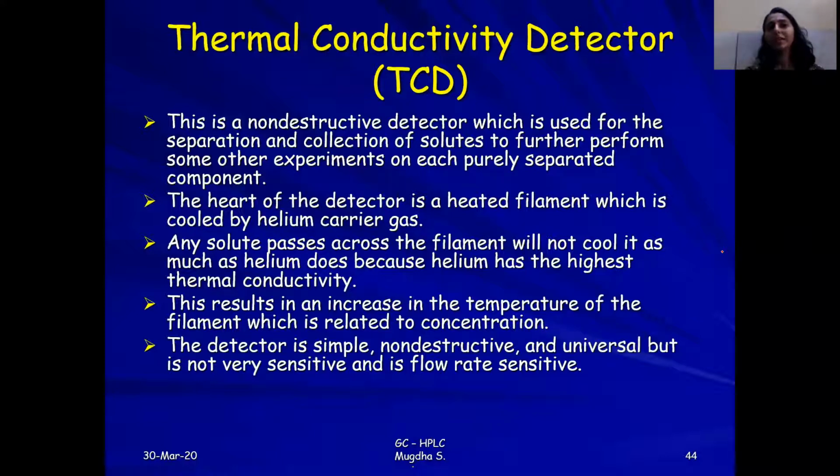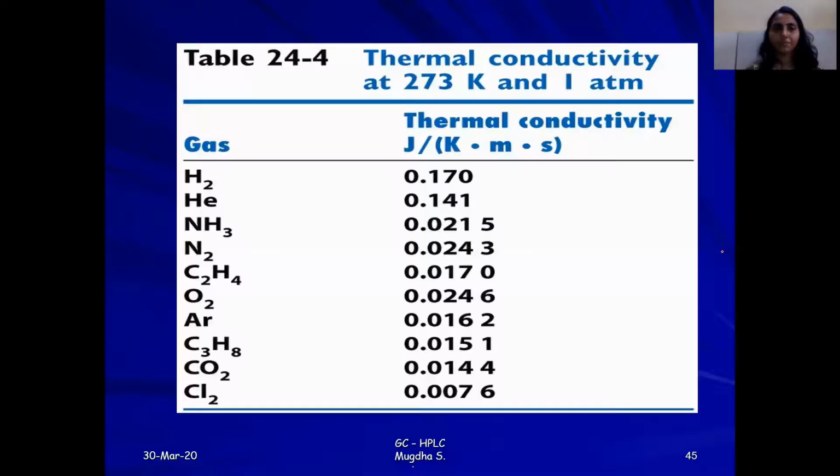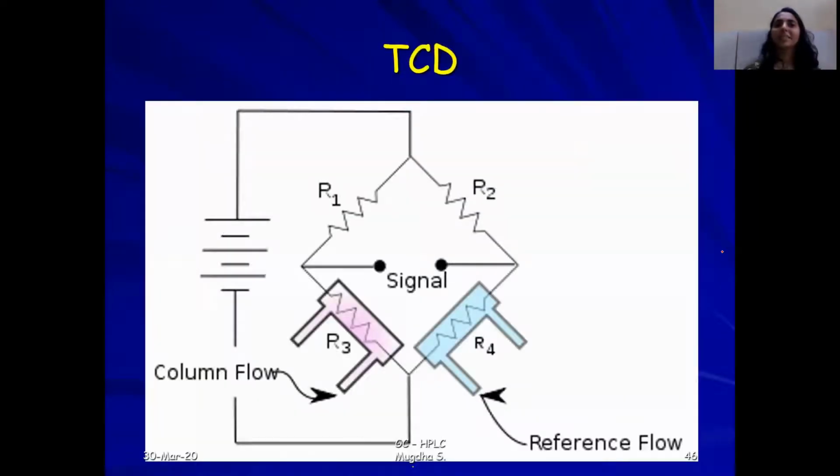The first one, thermal conductivity detector. It's basically a Wheatstone bridge construction in which you have known resistances R1 and R2. And you have two sensitive elements, and they are placed in capsules through which the sample and the reference are passed. This R3 is taking the column flow. That means it is taking the sample from the column. And this R4 is taking the reference flow. That means the reference gas.